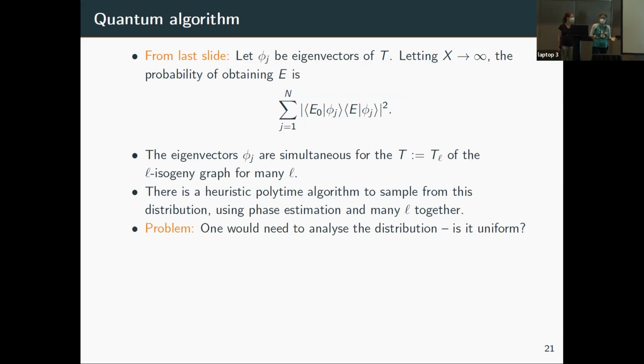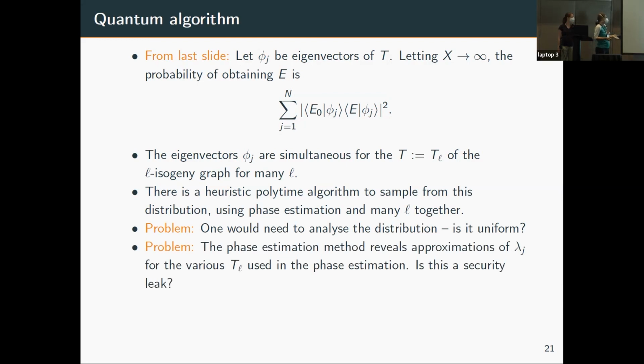So the first thing we would need to know is, is the distribution uniform? The second thing we would need to know is that the information the algorithm reveals is safe. The phase estimation method will reveal approximations of the eigenvalues. That's just part of what comes out. You have to measure something in the algorithm, and you learn that information. So is that a security leak? This is a question about the structure of the isogeny graph. It's something about the graph theory of this Ramanujan graph.